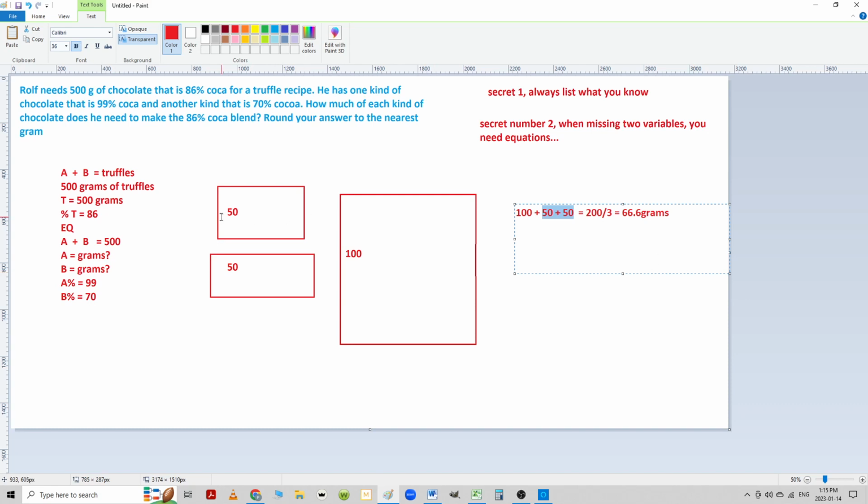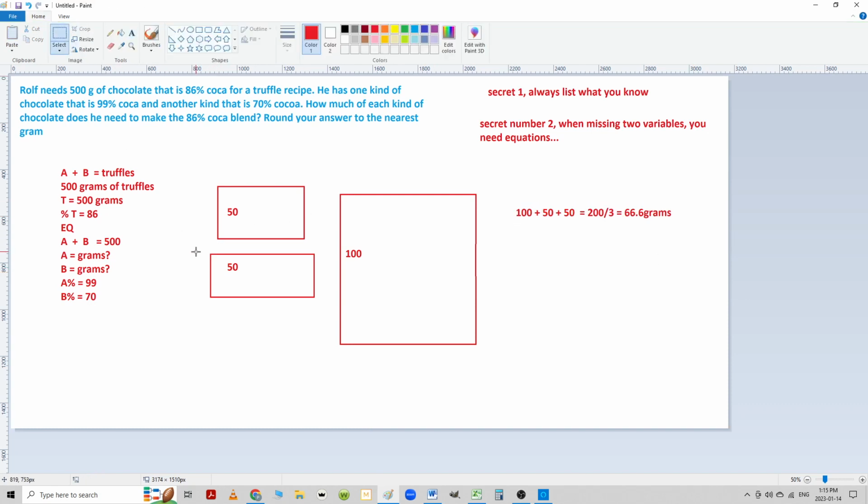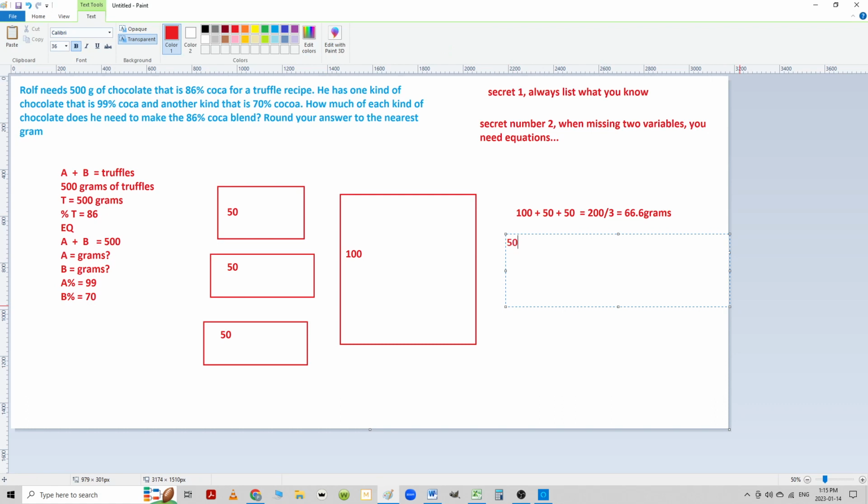Pretend now I add a third 50 gram box in here. It's clear that I have to add those together the same way. I have 50 plus 50 plus 50 plus 100, and I have 250, but this time I have 4 boxes. And it's clear now that the average is 62.5 grams. Notice that the average went down. It went even closer to 50 because I had more 50s. I had 3 times 50 plus 1 times 100.